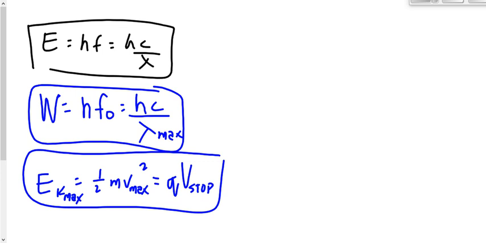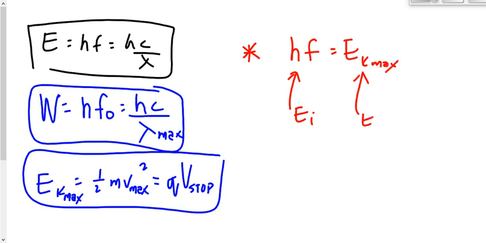Now, this equation is also unique to the photoelectric effect, but it's not on your data sheet. So I'm going to do this one in red, and I'm going to star it. This one comes from the law of conservation of energy. This one says hf. This is the initial energy that we start with, right? The energy of the light, of the EMR, of the photon that strikes the metal, is equal to Ek max. Well, that's the final energy, the energy that we end with, the electron's energy after it's been ejected.